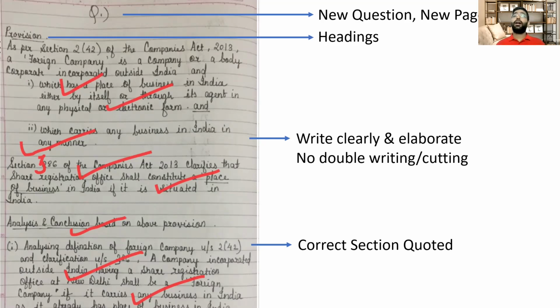Ensure that you are writing the question number clearly in the middle of the page, in the middle of the row. Now, second is prepare headings. Specifically with theory questions, when we are breaking it down into different parts, it's easier for the examiner or evaluator to follow. So prepare proper headings, underline the headings, underline the keywords. Third, write clearly and elaborate. No double writing or cutting. As we mentioned, double writing or cutting takes away from the entire presentation, so ensure that you avoid that to the extent possible.